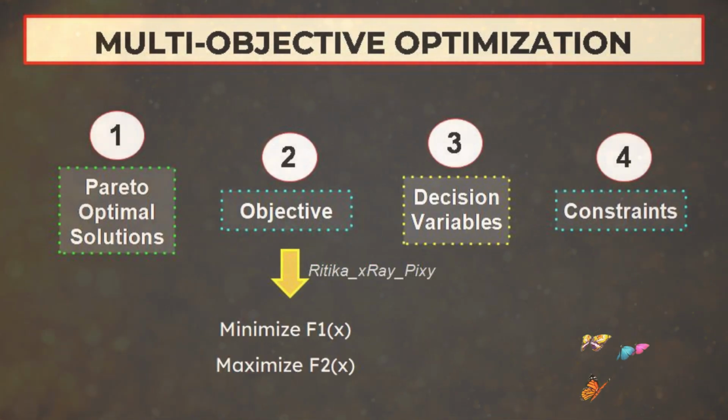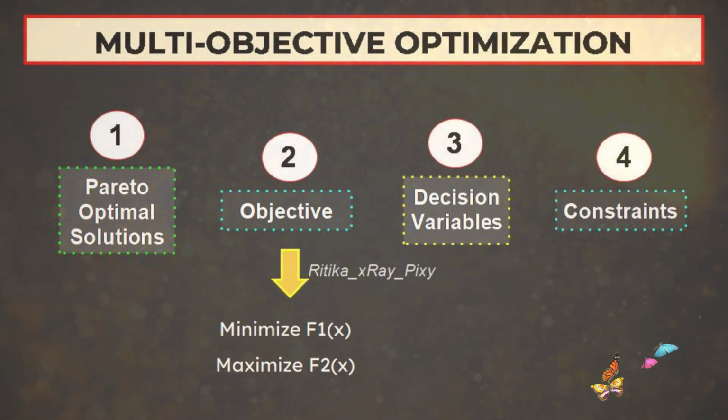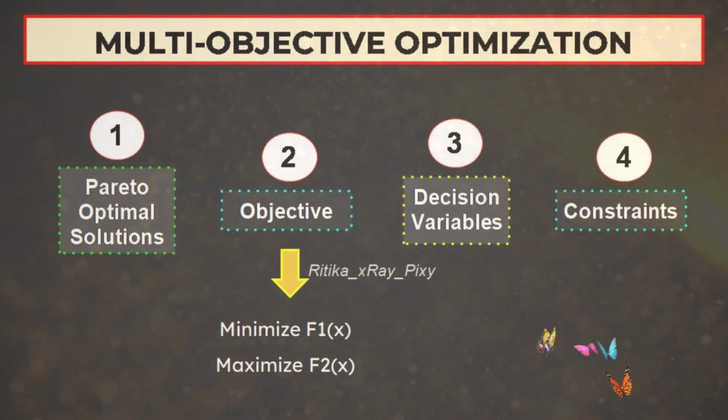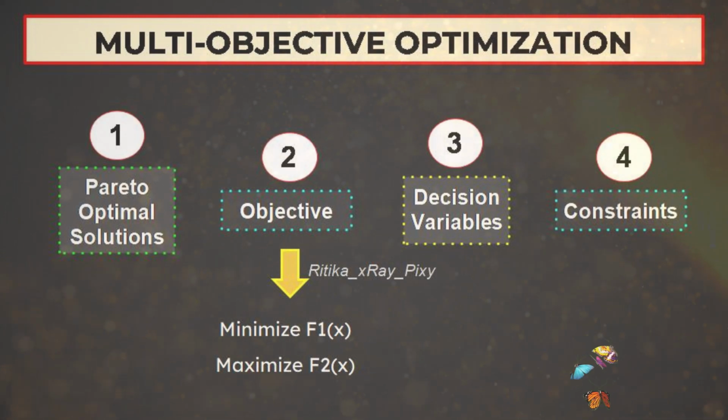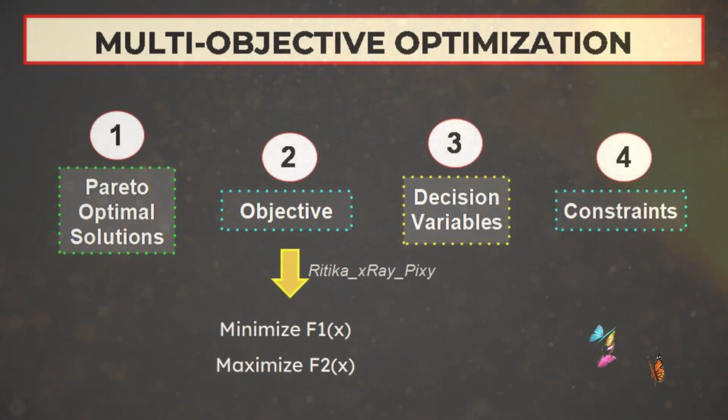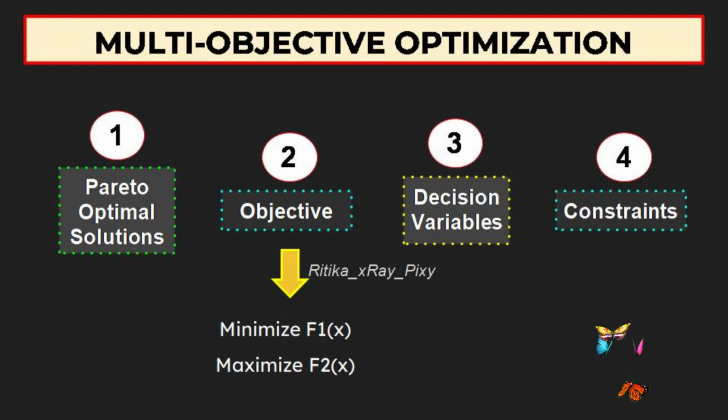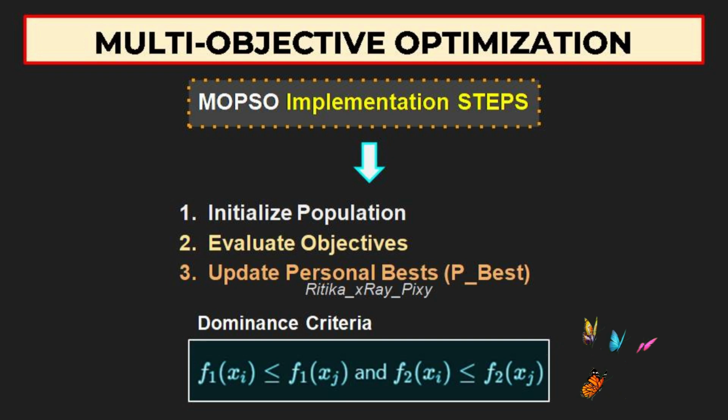You can see the basic features of multi-objective optimization. We need the optimal solution, objectives, where either we want to minimize or maximize. Then we have different decision variables, and we can apply constraints. So according to your optimization problem, you can adjust the objectives, decision variables and the constraints. After that, we'll update the personal best solution. So we will update the personal best based on the dominance criteria. You can see the dominance criteria.